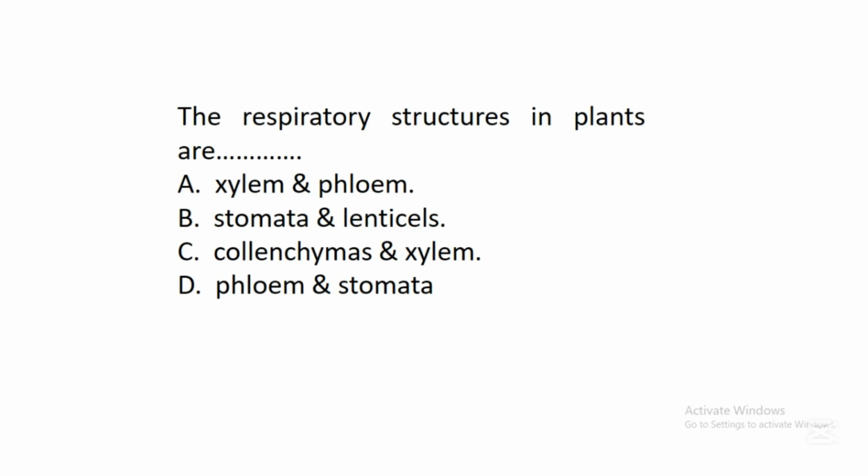The next question says, the respiratory structures in plants are dash. A. Xylem and phloem. B. Stomata and lenticels. C. Collenchyma and xylem. D. Phloem and stomata. In this question, the correct answer is B. Stomata and lenticels. In plants, stomata are tiny openings in the leaves, and lenticels are tiny openings on the stems. These structures help plants to carry out successful respiration.